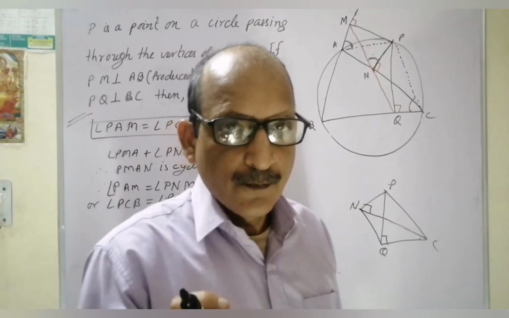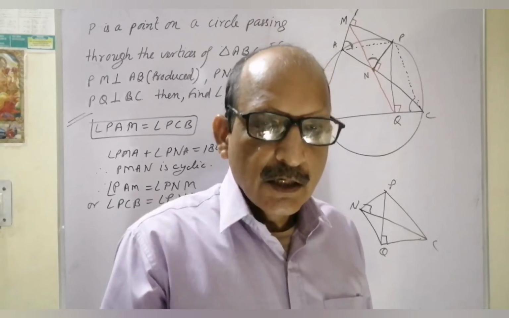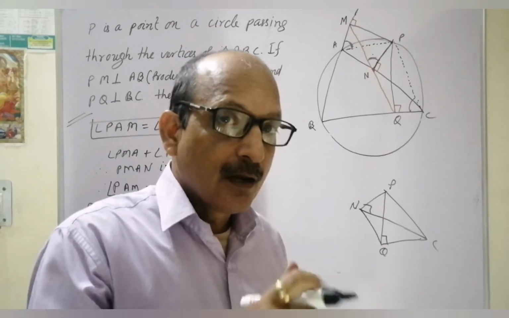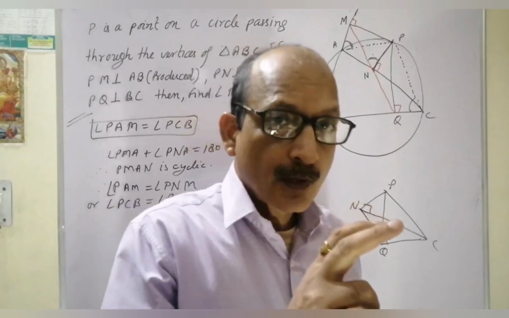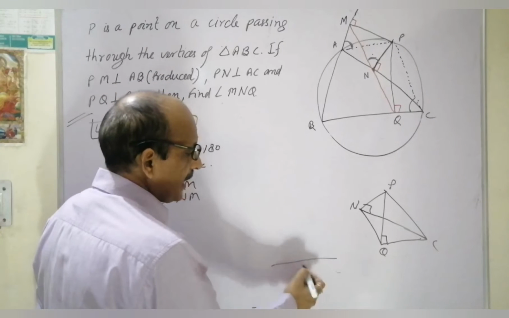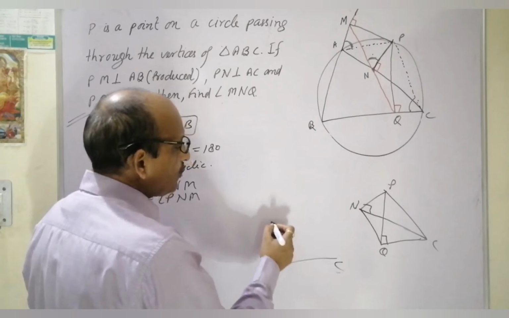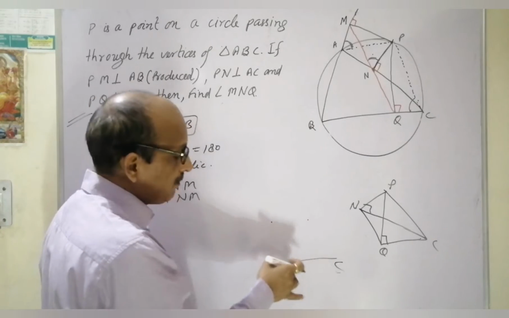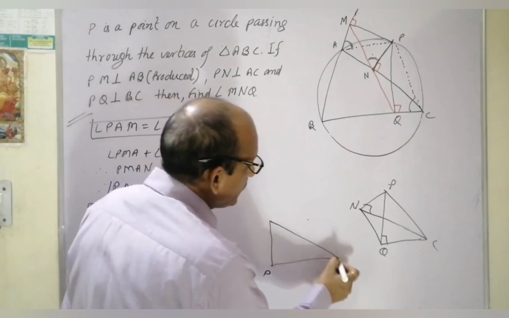The property is: if a line segment subtends two angles on the same side of it, then the four points, including the end points of the line segment, are concyclic. In other words, say we have a line segment PC, and there are two points, not necessarily at the same distance from P and C, and it is already given to us that these two angles are equal.